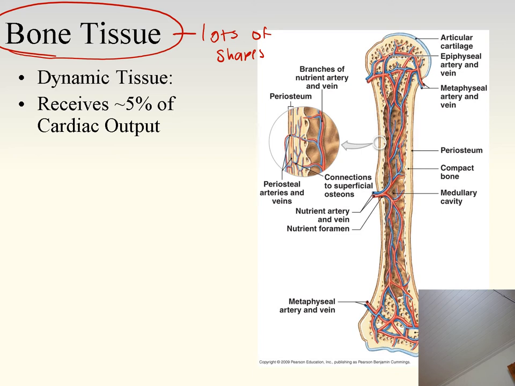So dynamic tissue just means that it's undergoing constant change. Oh, I forgot the T. I got really excited about drawing that triangle. So the delta symbol, which is the triangle, just means change. It's shorthand for change in science. So that's what that means.